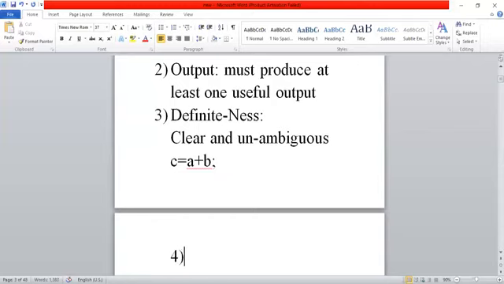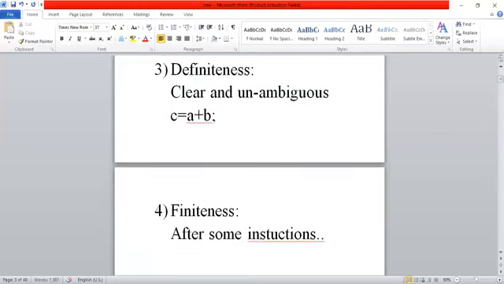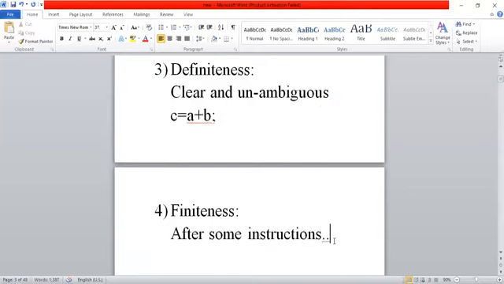And the fourth property is finiteness. Very, very important. So what do you mean by finiteness? What do you mean by finite? Countable. Finite means terminated. Whatever algorithm you write must be terminated after some instructions. Every algorithm should be terminated after some instructions, meaning we need to write a countable number of instructions. When is this finiteness possible?